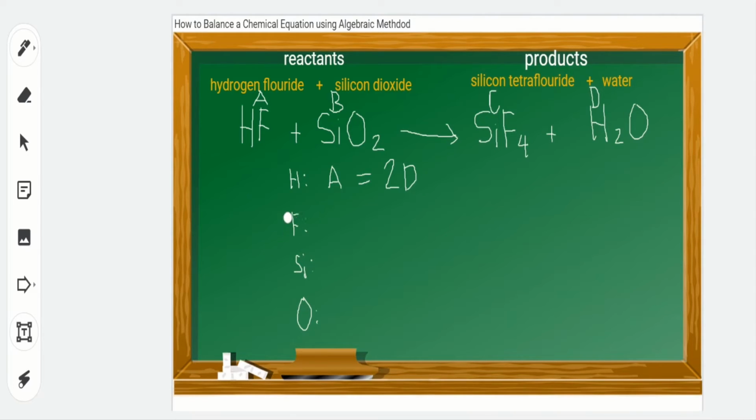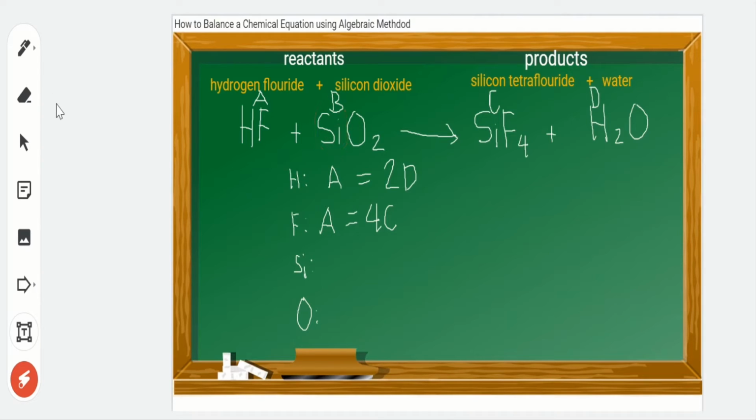Next, punta tayo sa fluoride. Sa fluoride naman, meron tayong parehas lang, A. Ito siya. A. So, A is equal to, pag titingnan natin dito sa product side, ito si fluoride. So, naging tetrafluoride siya. So, 4C. So, susulat natin yung subscript niya, 4, 4C. Yan.